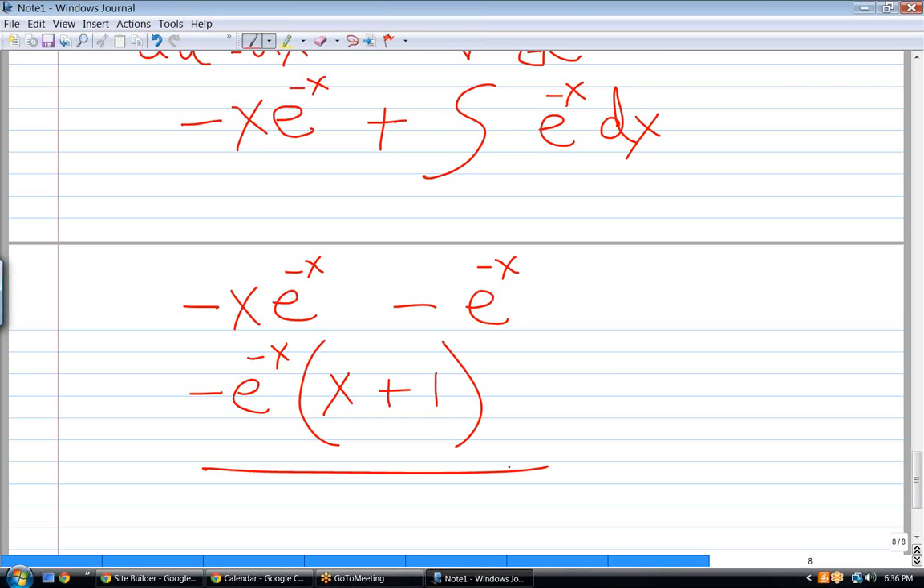Notice that this is the same as that. Make sure that you change that sign inside there. It's real easy to leave that minus. But since I factored out a -1, that has to be +1.